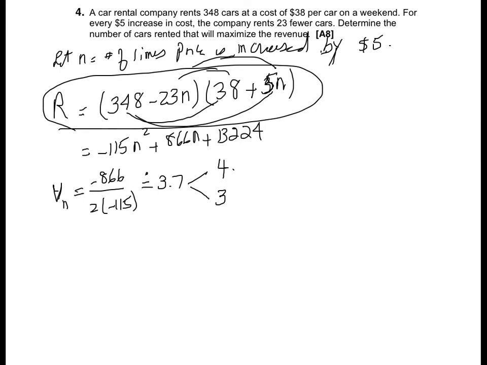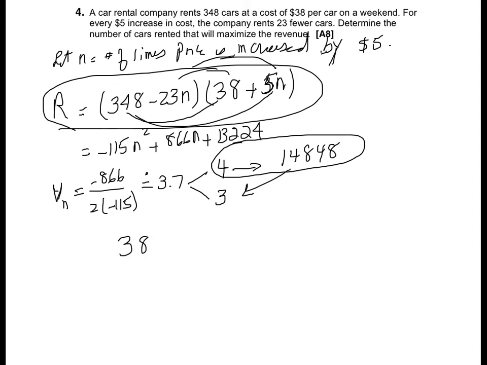If you do this, you will find that for n equal to 4, r is 14,848, which is going to be larger than when n is equal to 3. So the answer becomes n is equal to 4. So we have to increase the price 4 times, meaning 38 plus 5 times 4 is going to be the new price. The new price is going to be 38 plus 5 times 4, which is 38 plus 20, which is $58.